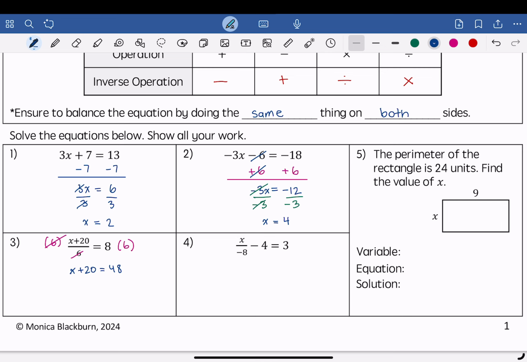Now I have a constant, and I'm going to move it to the other side. I'm going to subtract 20 on both sides, which is equal to x. 48 minus 20 is 28.